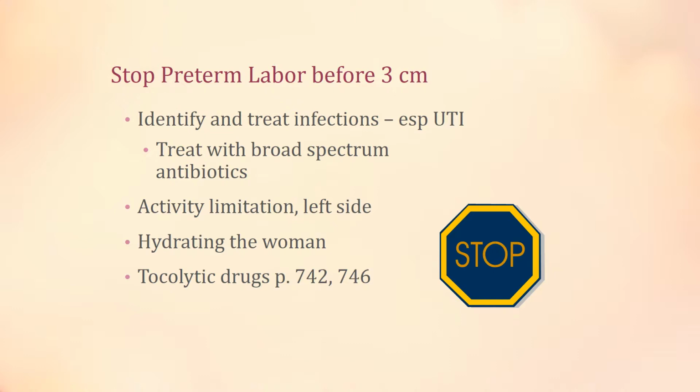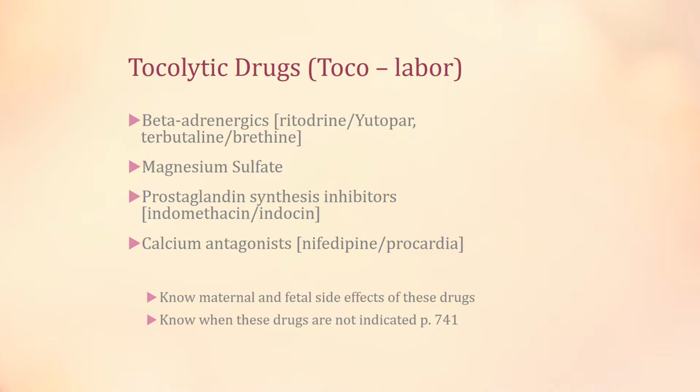And these are the ones that are more common that we use now to help with contractions. Sometimes we'll give Brethine as well, but it's not for long term. Beta adrenergics like Ritodrine, Yutopar, Brethine, Terbutaline, that's used often. Magnesium sulfate, the other ones that I just went over with you on page 742 and 743.